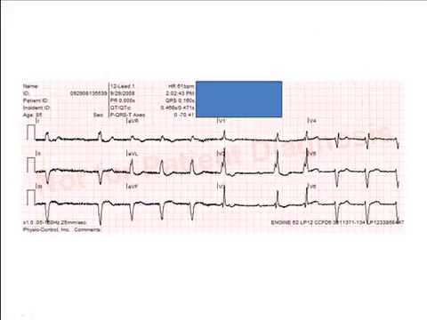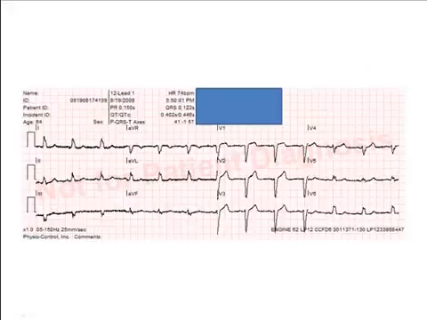Here's a supraventricular rhythm with a wide QRS duration, 0.160. So we look at V1, and the terminal deflection is up. Therefore, this would be a right bundle branch block.